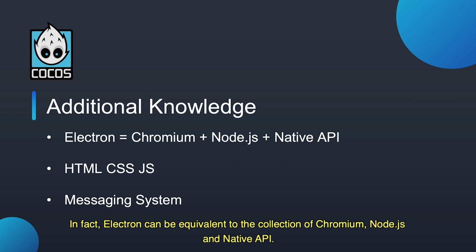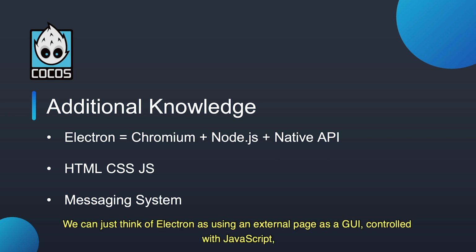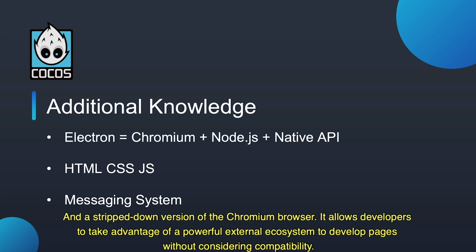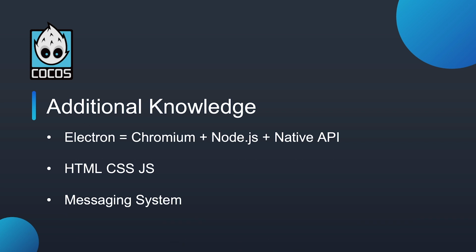In fact, Electron can be equivalent to the collection of Chromium, Node.js, and native API. We can just think of Electron as using an external page as a GUI, controlled with JavaScript, and the stripped-down version of the Chromium browser. It allows developers to take advantage of a powerful external ecosystem to develop pages without considering compatibility.